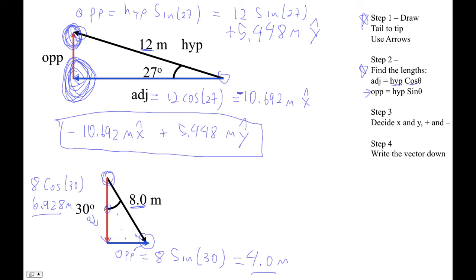Now we still haven't decided positive and negative. Let's see. This guy is definitely the x component, yes, because it's to the right, okay? And since it's to the right, it's positive, right? This guy here, since it goes up and down, is our y component. And since it's down, it's negative. So I would write this 4.0 meters in the x direction plus negative 6.928 meters in the y direction.